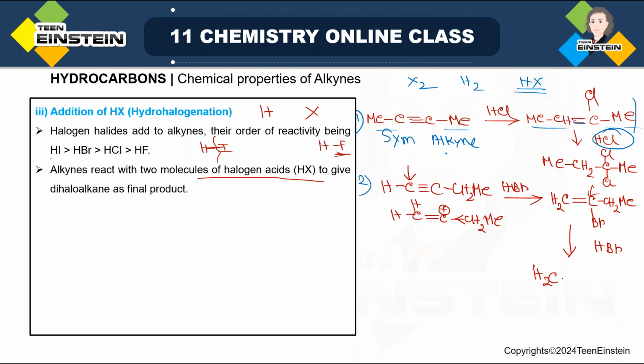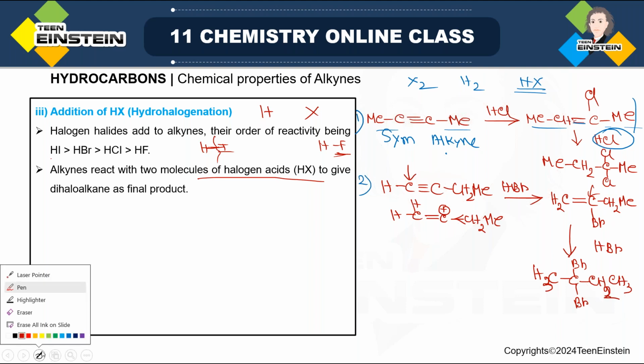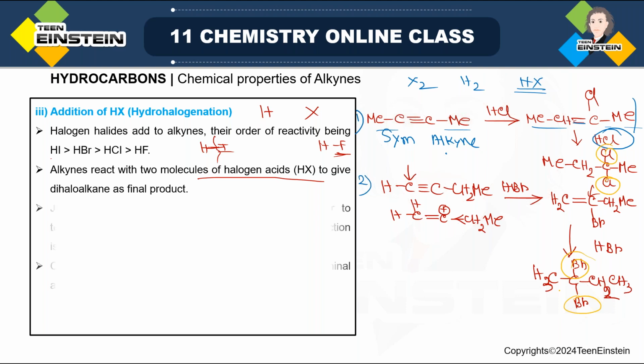So ultimately, when you are adding the second one, one more H is added. So ultimately it will become CH3, CH2, CH3 or CH2N. So this will be the final product. So see, in both cases, one point is interesting. In both cases, we are getting a geminal dihalide, isn't it? Because geminal means where both the halogens are on the same carbon.